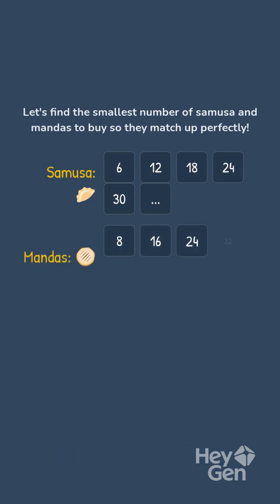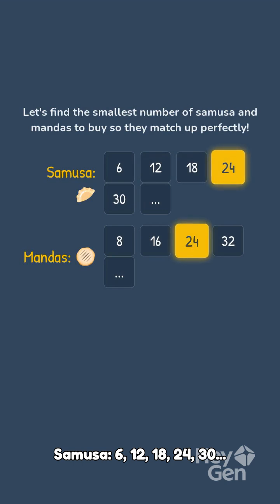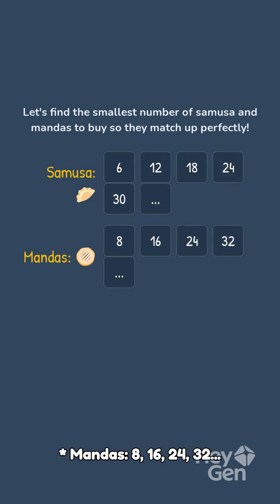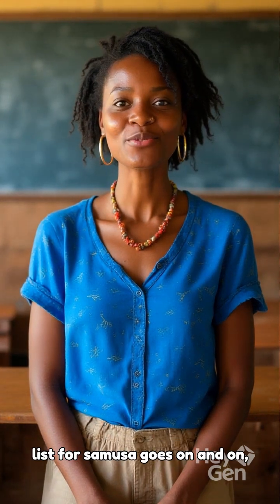Let's think of it this way: samosas: 6, 12, 18, 24, 30. Mandazi: 8, 16, 24, 32. What are the other numbers if the list for samosas goes on and on, Precious?